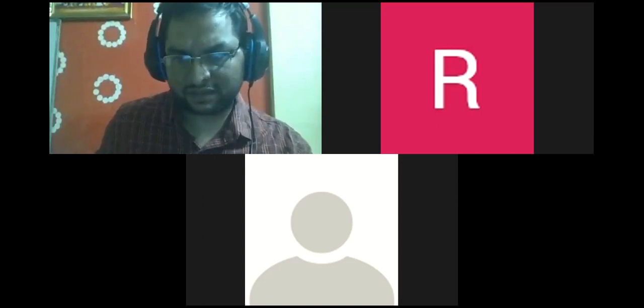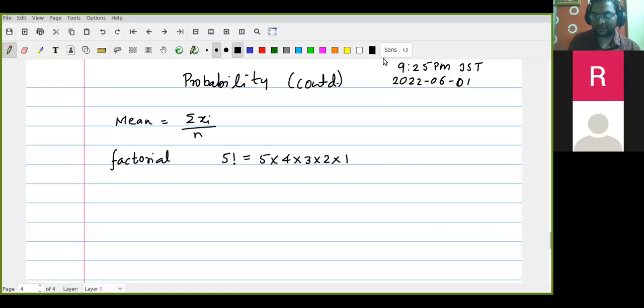Okay, so let us just quickly revise what we did yesterday and go ahead. The first thing which we did yesterday was about mean, which is the sum of all the observations upon the total number of observations. The second thing was factorial, and just as one example, the value of 5 factorial is going to be 5 into 4 into 3 into 2 into 1.